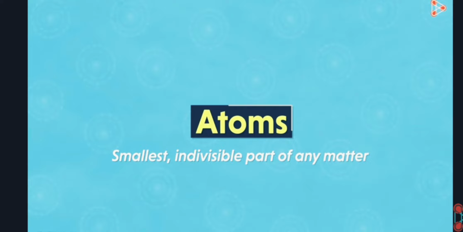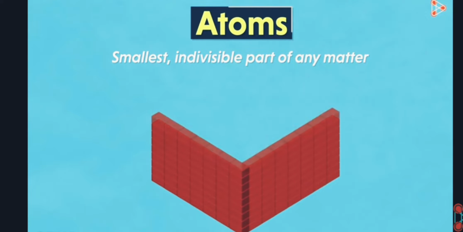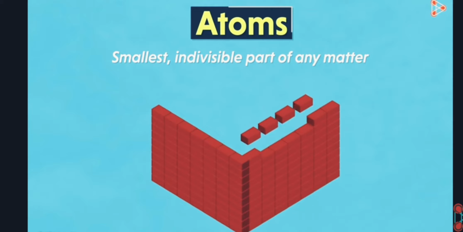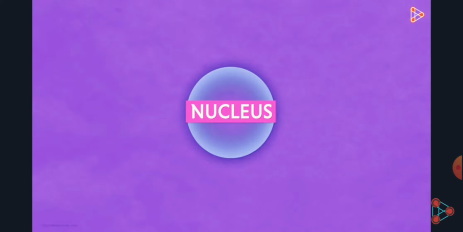The construction of a wall is only possible with the help of bricks. One brick is the fundamental unit of a complete wall. Same is the case with the atom, as it is the fundamental part of matter. In chemistry, we study in detail about the atom, its structure, and its chemical properties.